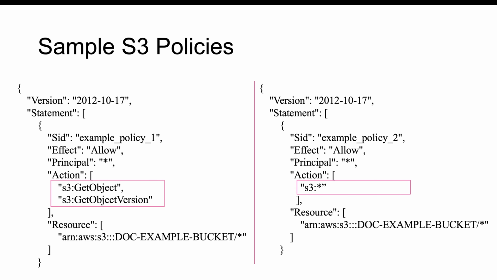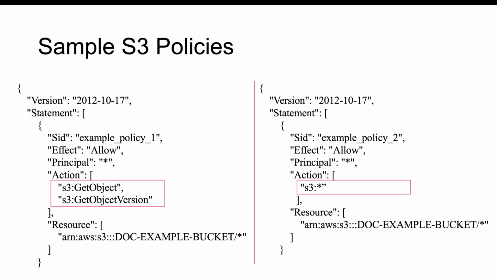Sample S3 policies. In both the policies, left side and right side, effect is allow. Both the policies will allow any principal because star is specified. Star represents any. The left side policy allows only two actions, that are S3 get object and S3 get object version on the resource specified. The right side policy allows any action on S3 on the resource specified under resource.